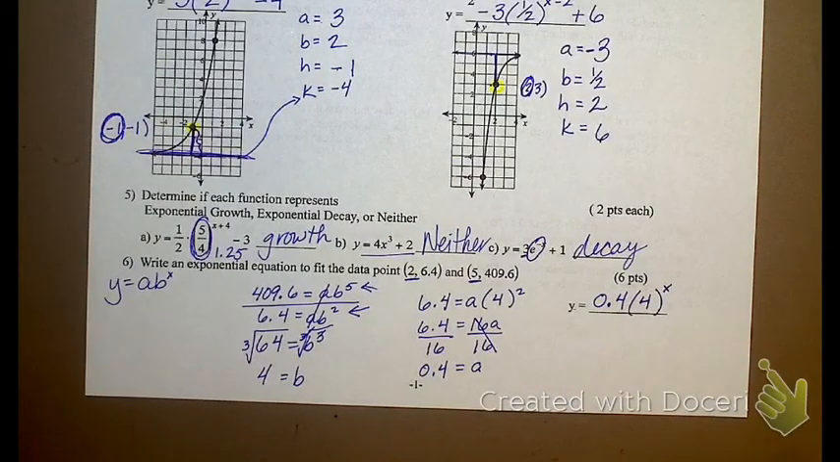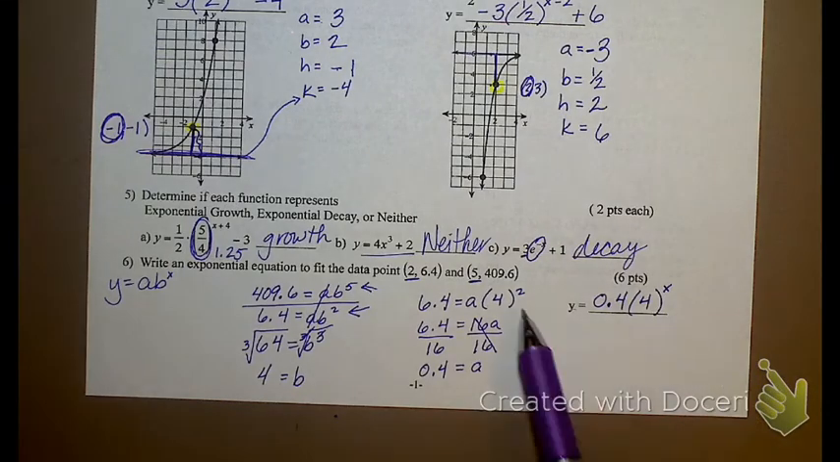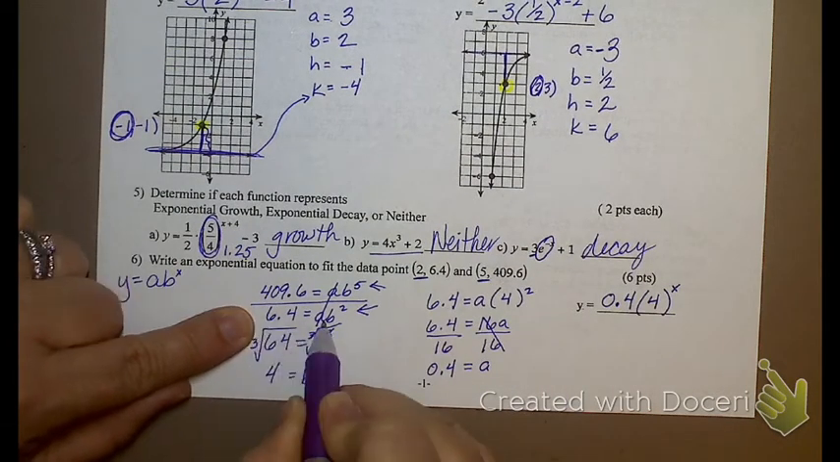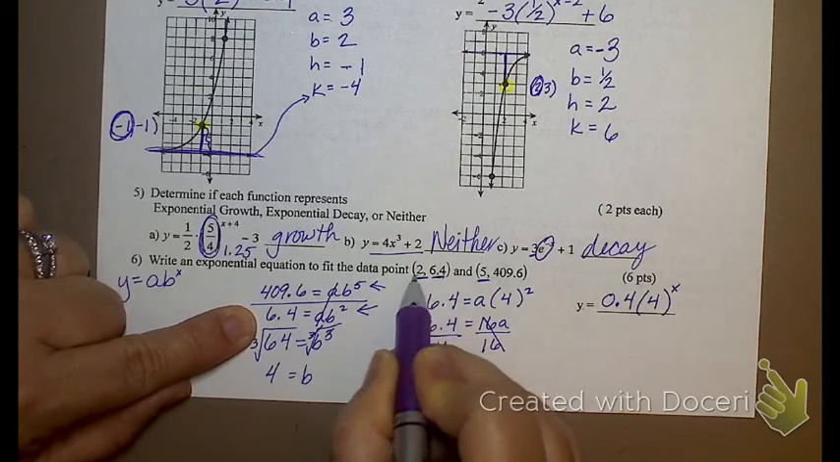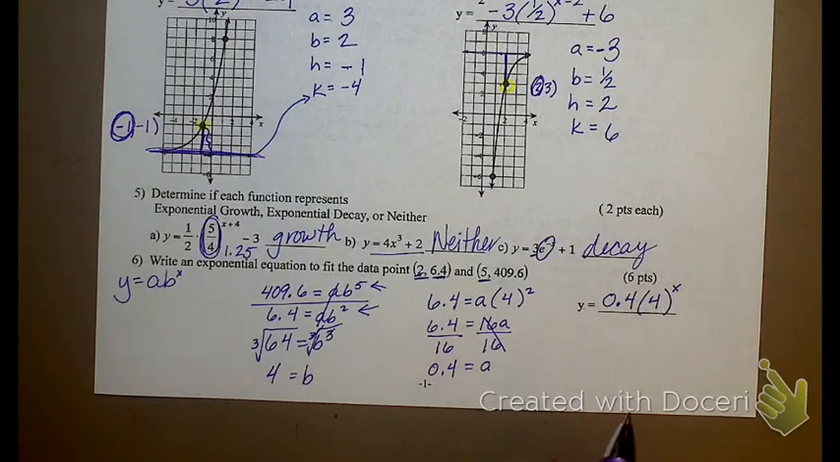Yes? Where did the square come from? Squared where? Here? Yeah, where did that come from? I plugged it into this equation. And in this equation, my x value and my y value gave it a b squared. Okay? Any other questions on that one?